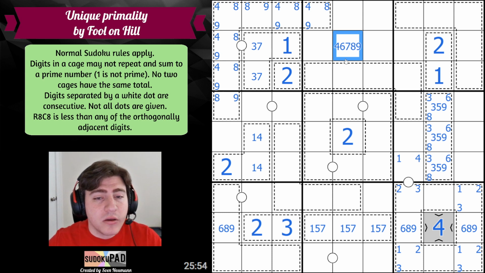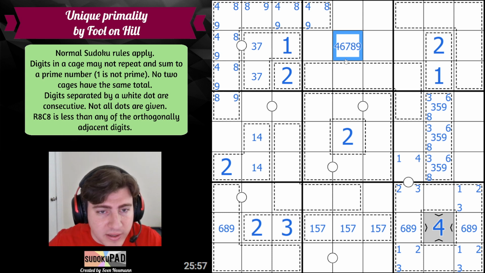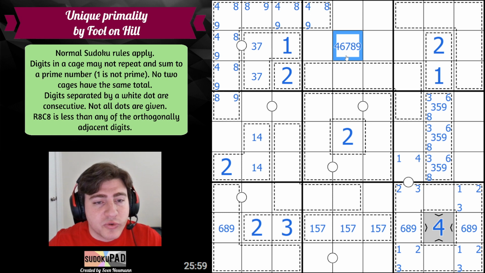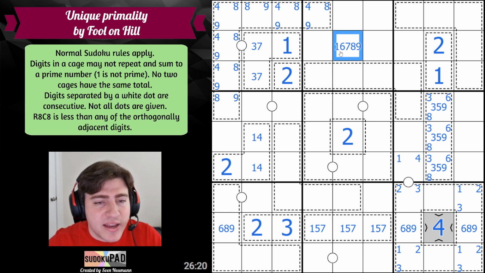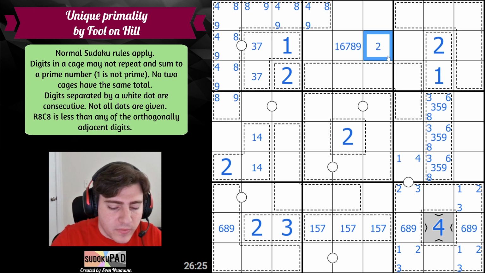So it could be 1, 6, 7, 8, 9. It could be you subtract 2 then 1. So 2, 5, 7, 8, 9. Actually, are those the only two options? Wait, that doesn't make sense. Remove the 4, 1. So 1, 6, 7, 8, 9. If you add 1, then it would be 2, 5, 7, 8, 9.